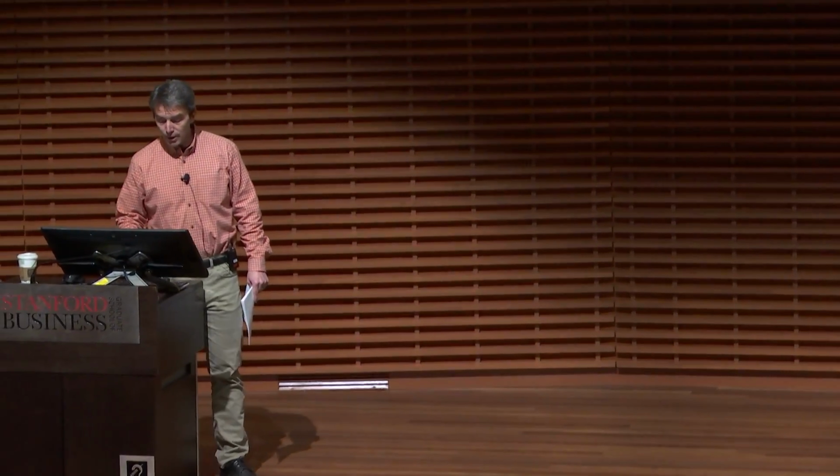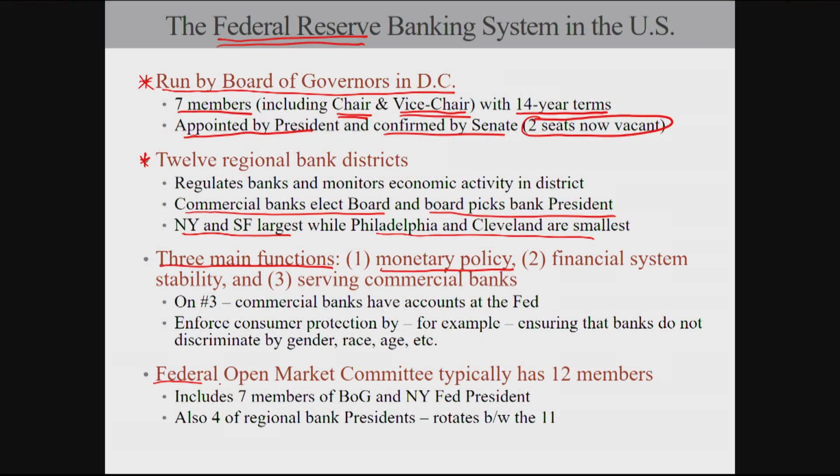And the Federal Open Market Committee, they are the body that has to decide to cut interest rates, as the Fed has just done. It typically has 12 members, including the 7 members of the Board of Governors. New York Fed president is always on this committee, and then it rotates between the other 11 presidents who's on the committee. But right now, the Federal Open Market Committee only has 10 members because 2 of the seats of the Board of Governors are vacant.